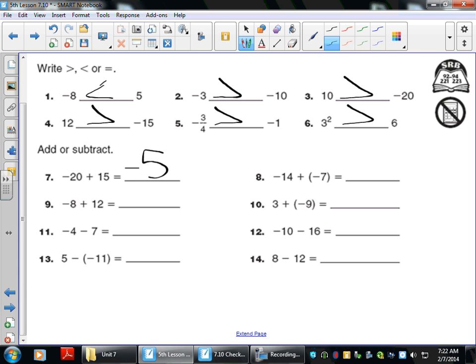-20, if you're on a number line, you're at -20. You go 15, a positive number, so that means you're going to the right. You go 15 spaces to the right, that would bring you to -5. If you're looking at it like a number line, if that's what helps you.